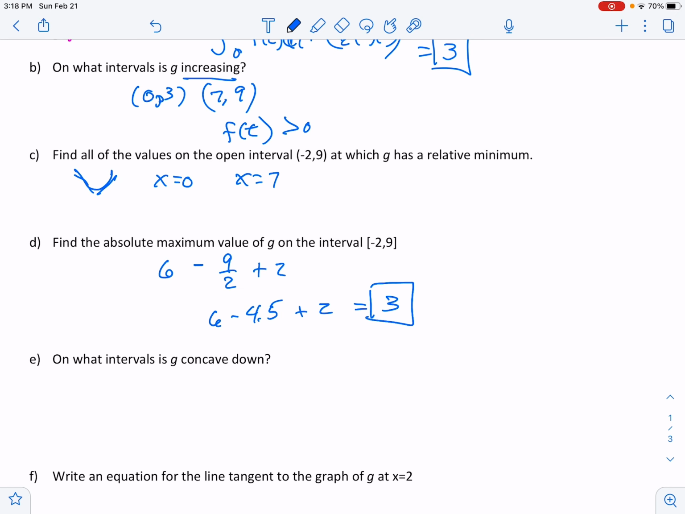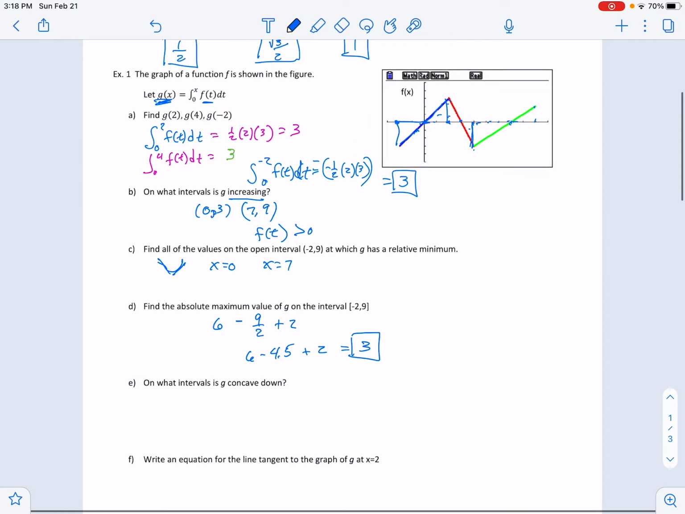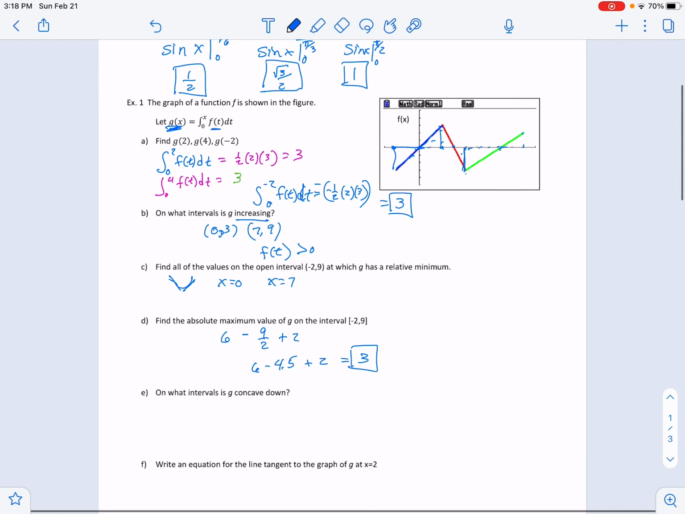Alrighty. On what intervals is g concave down? It's concave down when the derivative is decreasing. So my derivative decreases from 2 to 4. And with this, so what do we say? F of t is decreasing.